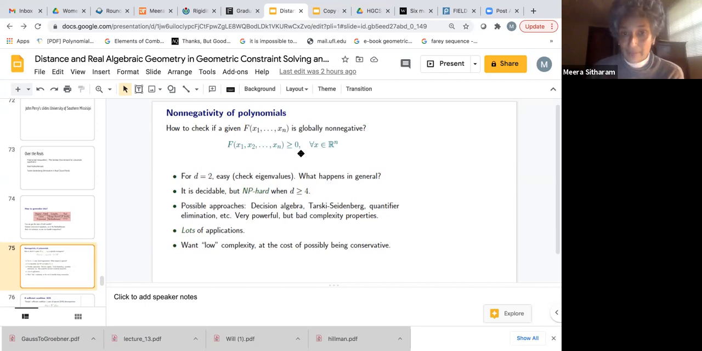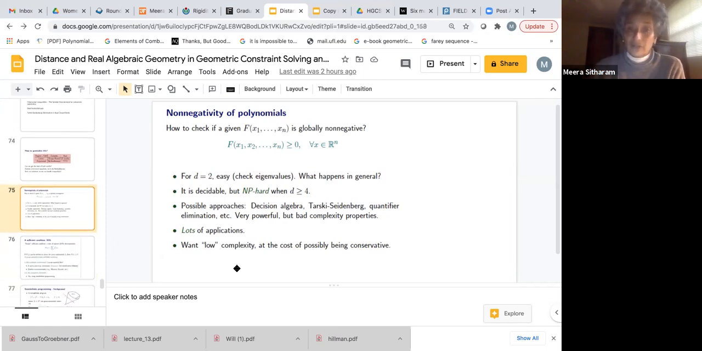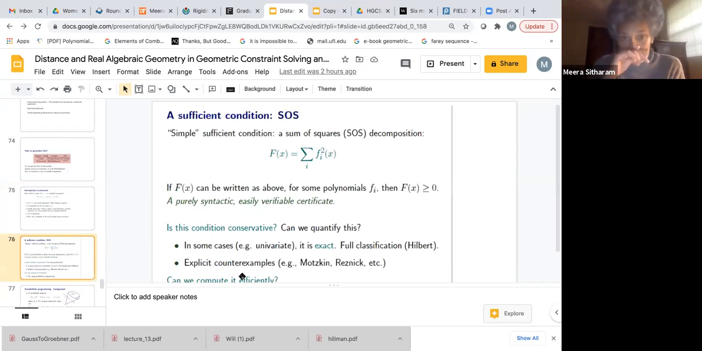So this basic problem, given a polynomial, checking whether it's non-negative everywhere, is going to come up when we're trying to find real solutions. How do you determine that? You can do all kinds of quantifier elimination and all that, which takes forever. But we want to see whether there's a simple way to do this.